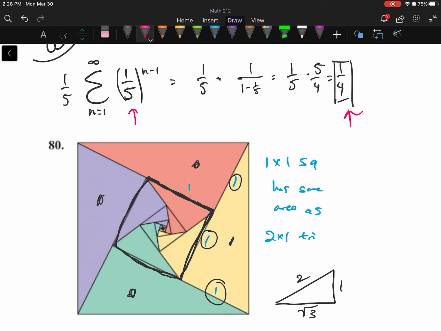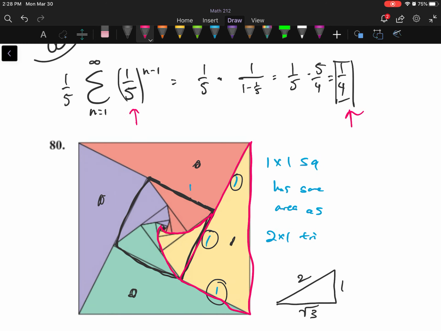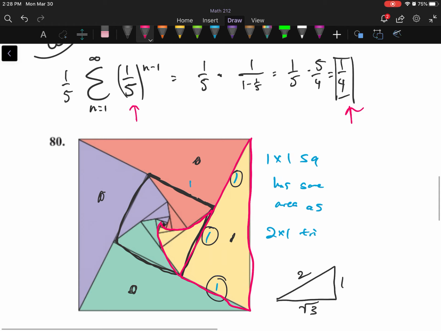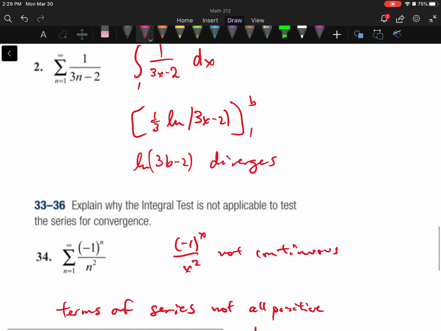the sum of a bunch of fifths will add up to a quarter of the entire thing. So if we look at the yellows, this big yellow is 1/5 of the entire square, but if you keep taking fifths and adding them all up, you get this entire 1/4 of the area. So that's cool, being able to visualize what happens in a geometric series using pictures. That's fun. So that's number 80.